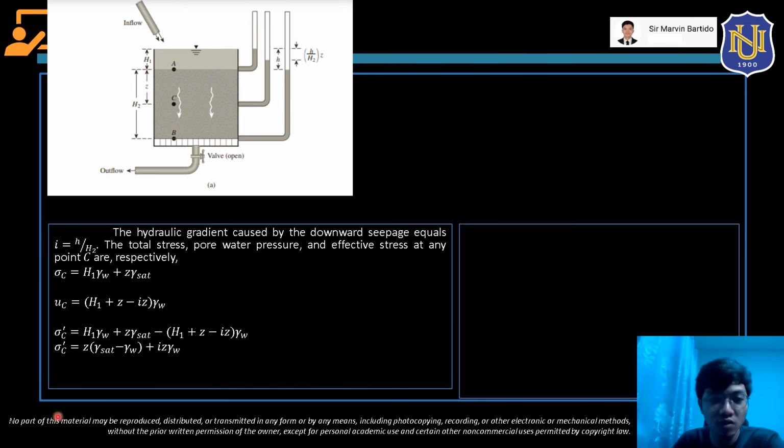So itong total stress, ito yon, minus yung pore water pressure natin, ito yon. So class, para dun sa effective stress natin dito sa point C, kapag sinimplify na natin, ito na yung kakalabasan niya. So ito ay effective stress sa C is equal to Z times gamma prime plus IZ gamma W. So mapapansin mo class, kung kanina dun sa upward seepage, minus ito, tama, minus IZ gamma water yan. Pagdating dito, plus na yan. Kasi nga, sa downward seepage, ini-increase niya yung effective stress, while sa upward seepage naman, dinidecrease niya yung effective stress natin.